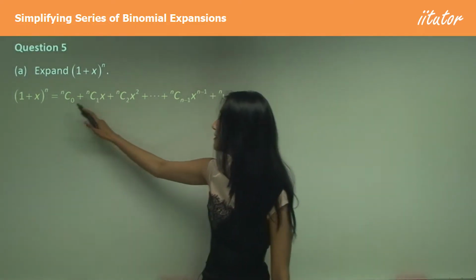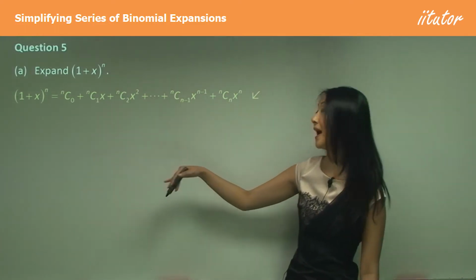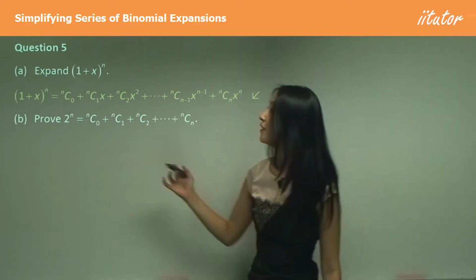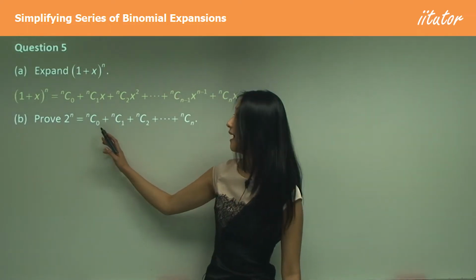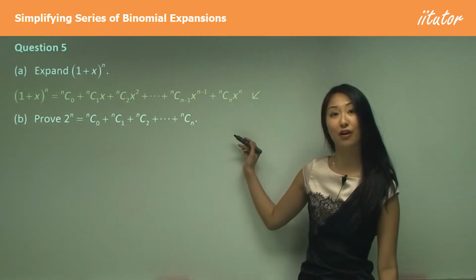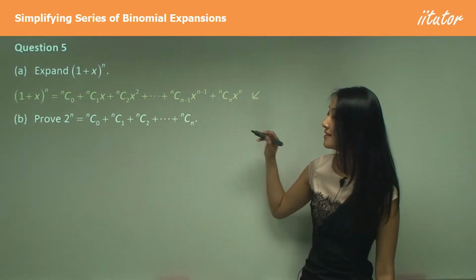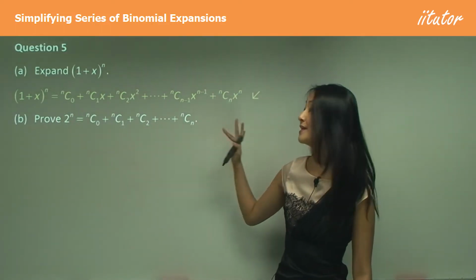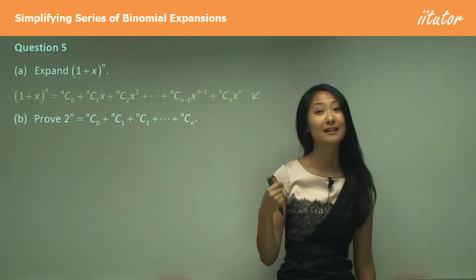Start off with x^0, x^1, x squared, until x^n. Now we want to prove that 2^n equals nC0 + nC1 + nC2, so on. Okay? Now remember how I said we're going to be working with this. Yeah, so we're going to be using this expansion to prove and simplify.